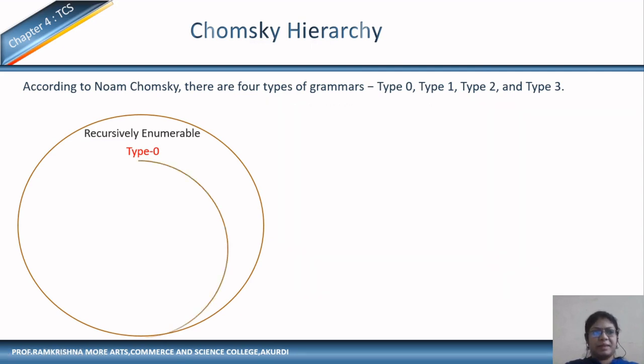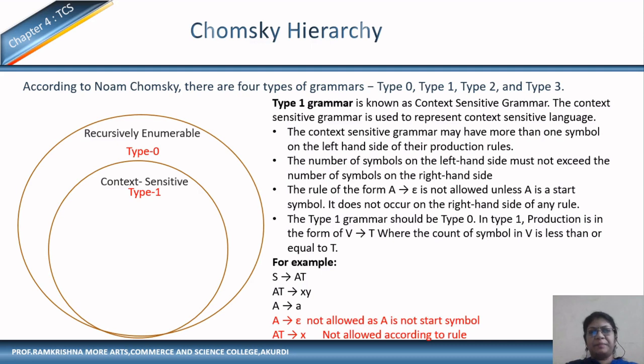Next, we will see the second type of grammar, which generates context-sensitive language. It is also called a type 1 grammar. Type 1 grammar is known as context-sensitive grammar, as it generates context-sensitive language. The context-sensitive grammar is used to represent context-sensitive language. So there are four rules for type 1 grammar.